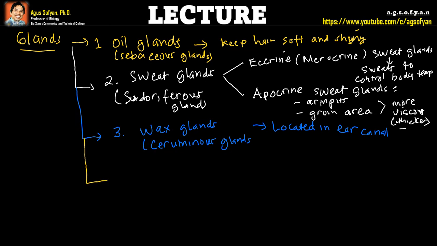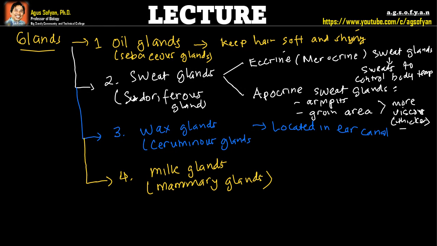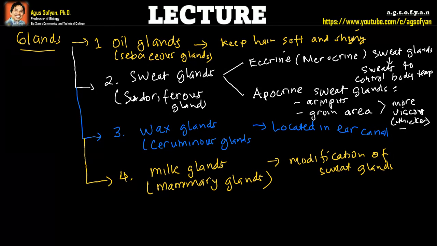The last one is milk gland. Okay, or mammary gland. This mammary gland is actually a modification of sweat gland. Okay? And the function is to produce the milk. Okay, especially it is produced by women or females when they have a baby. They will produce the milk for the growing baby.